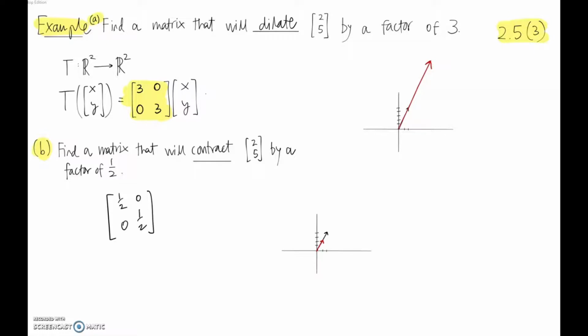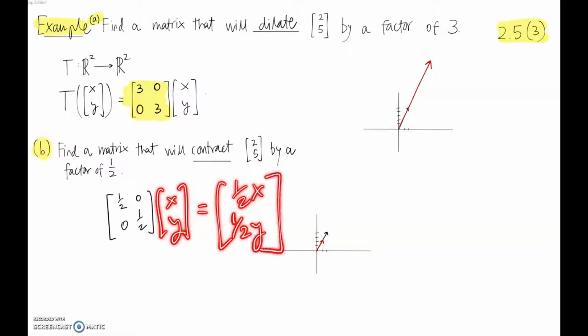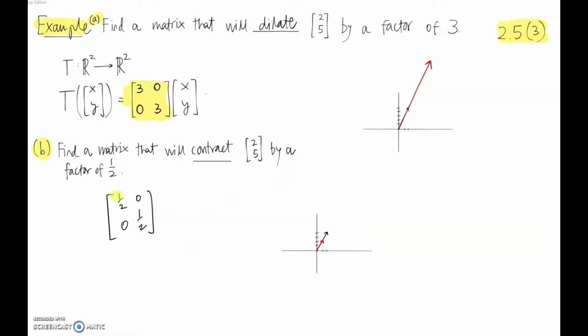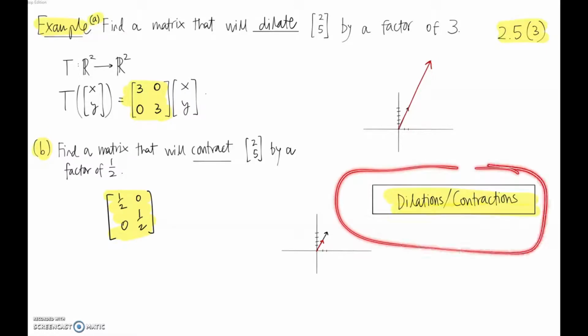This would give us exactly what we want. If we have x, y, then it will give us out 1/2 x, 1/2 y, which is what we need. So this is the right matrix for that transformation. So this is a class of transformations called dilations and contractions.